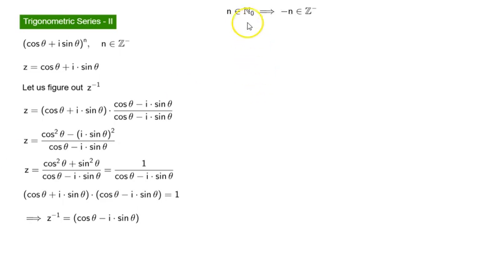So if n is in N naught, it implies that minus n is in the set of negative integers. So (cos theta + i sin theta)^(-n) can be written as ((cos theta + i sin theta)^(-1))^n. And (cos theta + i sin theta)^(-1) is nothing but its inverse, which we have already shown is cos theta minus i sin theta. So we have (cos theta - i sin theta)^n.